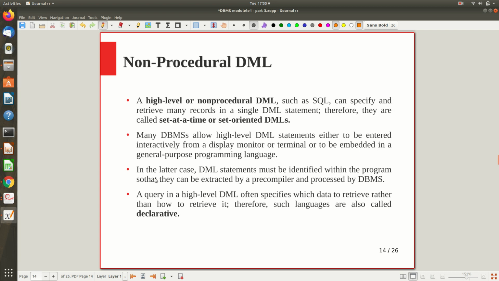Now we have a slightly improved variation of it, so definitely we can think of it as a high level DML. There is no detailed procedural manner we are applying, so we can call it a non-procedural DML or high level DML. SQL, as we already saw on the previous slide, is an example of that. Practically we need this, right? We don't want to spend that much time.